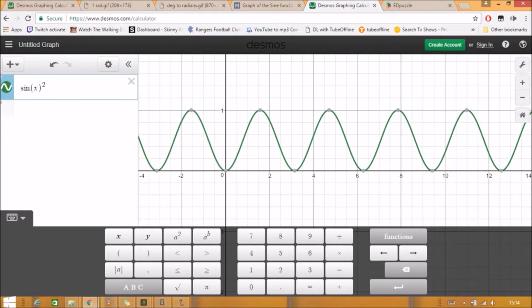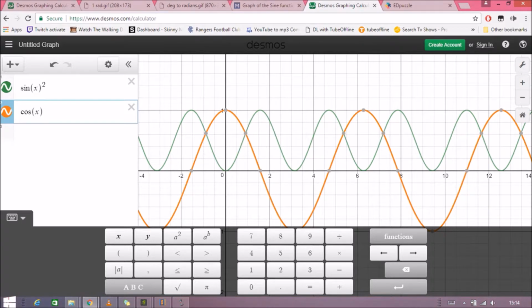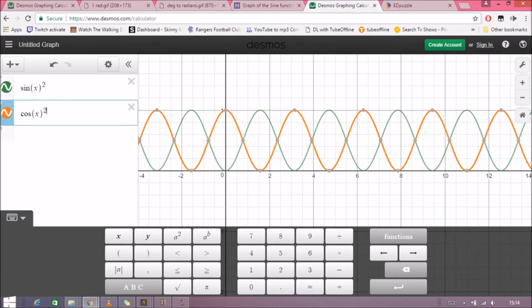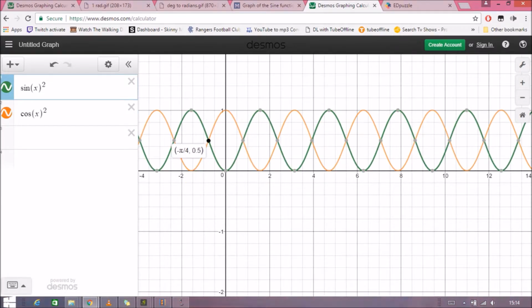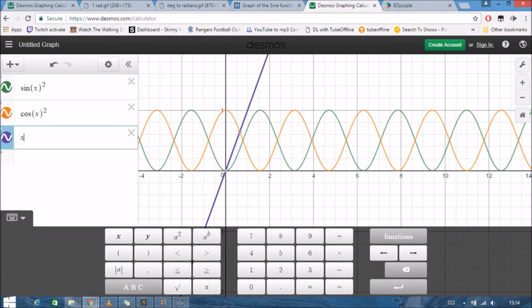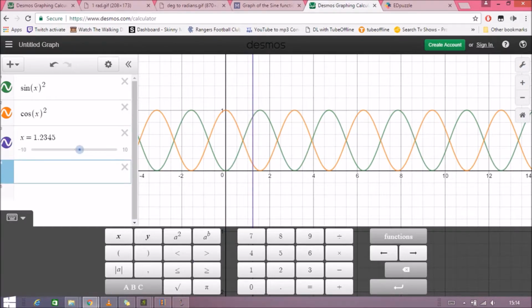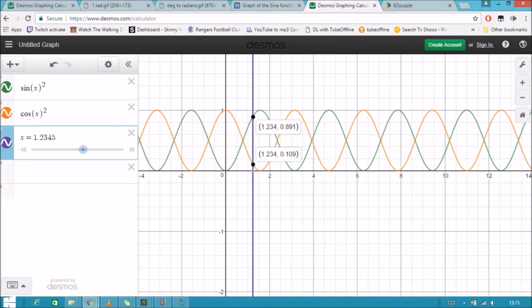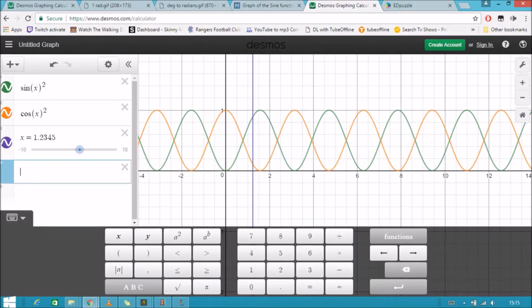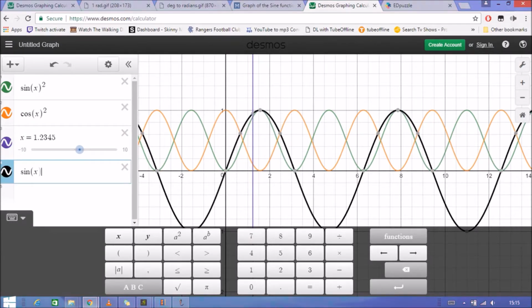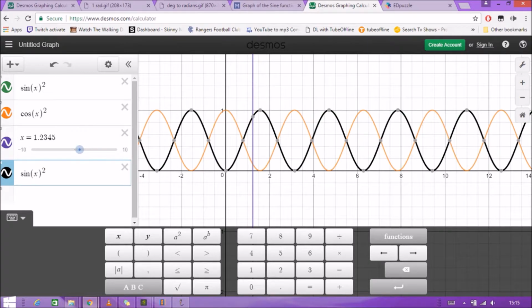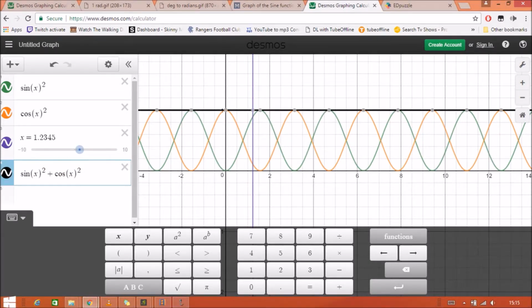Just desmos.com/calculator. So here I've plotted the graphs of sine squared and cosine squared, which just takes the input angle and then squares the answer. So I'll just put in a random value, 1.2345, and we can see that the value of cosine squared and the value of sine squared adds together to give you 1. So here I'll plot this as a single function now, and you can see that at any value, sine squared plus cosine squared is always equal to 1.